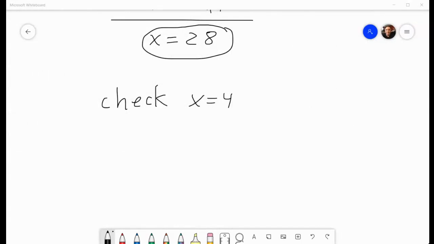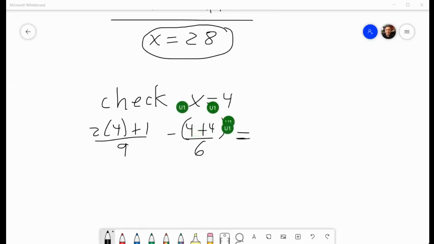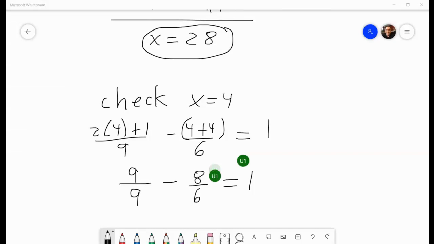All right, let me start. Let me see. So we have 2 times 4 plus 1 over 9 minus 4 plus 4 over 6. Over 6. Now is that going to be 1? 2 times 4 is 8 plus 1 is 9. 4 plus 4, oh, I see what's going to happen. You're going to have 9 over 9 minus 8 over 6 equals 1. I mean, 9 over 9 is equal to 1, but you have the minus 8 over 6.